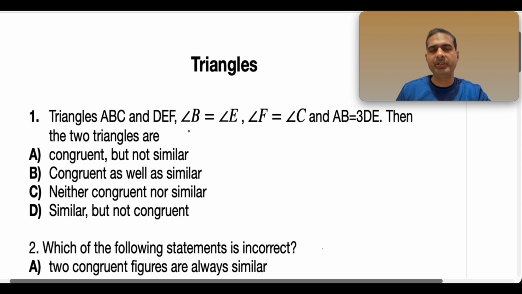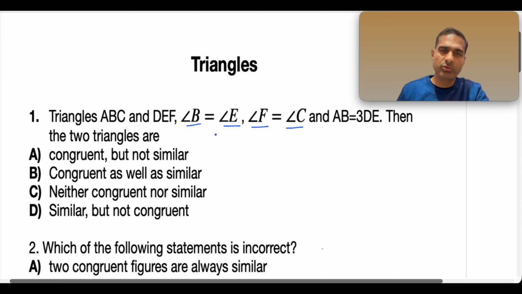Now what is given about the two triangles? Angle B of the first triangle is equal to angle E, and angle F of the second triangle is equal to angle C of the first triangle. So two angles of the first triangle are equal to two angles of the second triangle. And for similarity we need two angles of one triangle equal to two angles of the other triangle. So we can surely say that the two triangles are going to be similar to each other.